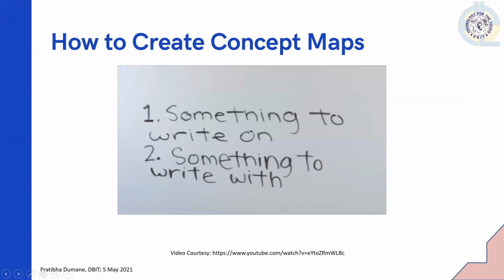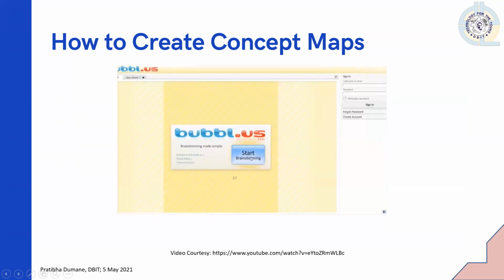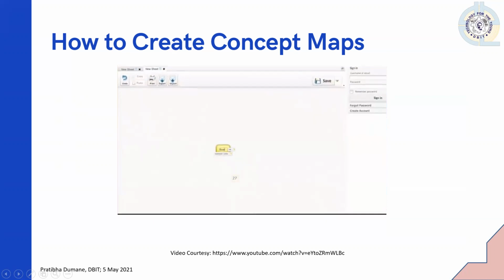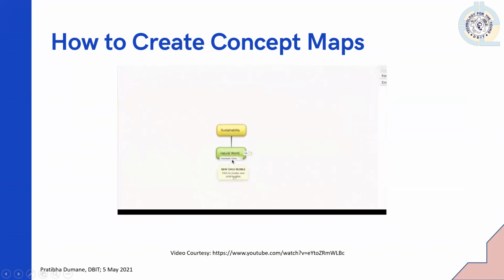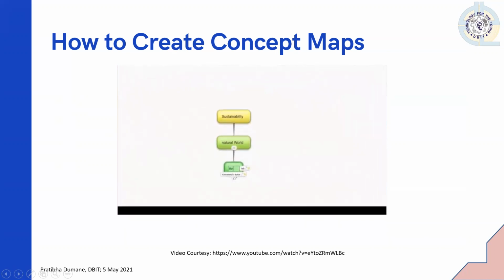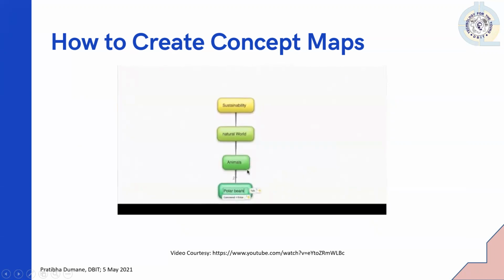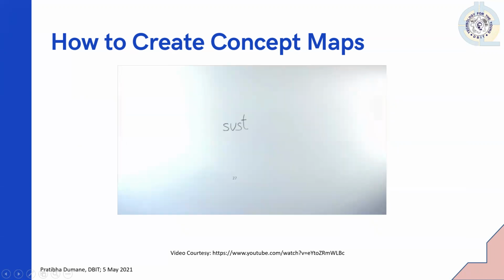To make a concept map, you need two things: something to write on and something to write with. You can use online applications like bubble.us, but we prefer getting our hands dirty. To start, write down your topic, the broad one. It doesn't matter what it is, how vague or how specific. You can make a concept map about anything. Once you've written your topic in the center of the page, start making some connections.